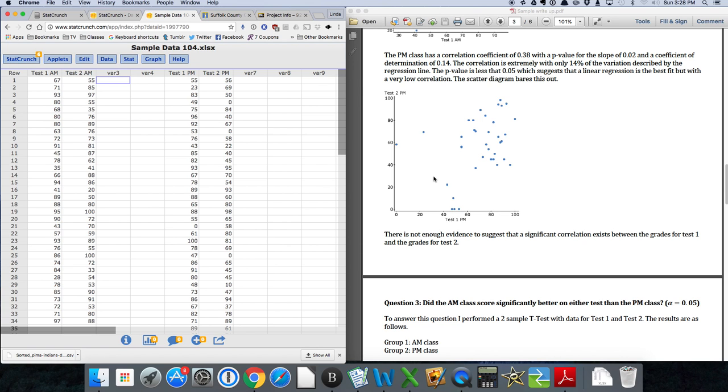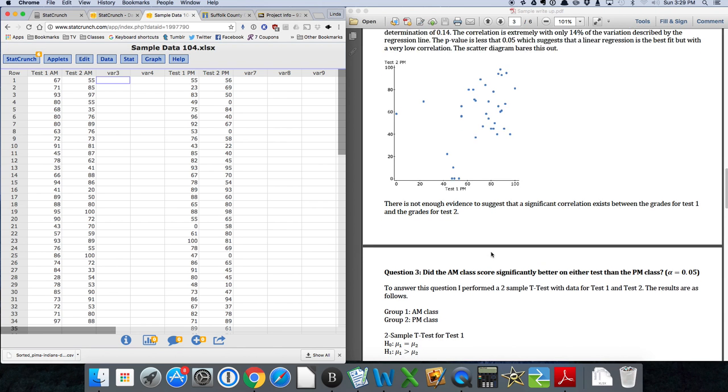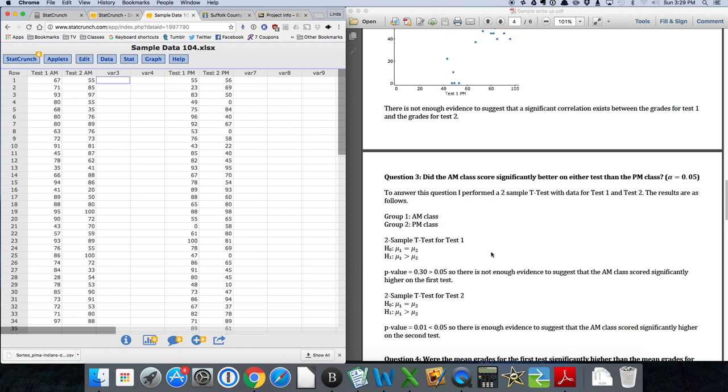To answer this question, you have to perform a 2-sample t-test with data for test 1 and test 2. Here's what I'm setting up. Group 1 is the AM class, group 2 is the PM class. My 2-sample t-test for T1 is going to have my null hypothesis that the two means are the same. Remember, I'm asking, did the AM class score better, higher? So my H1 is going to be that the mean for group 1 is higher than the mean for group 2.